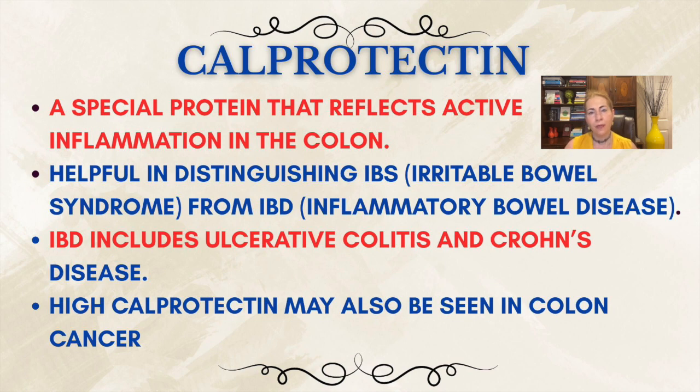Calprotectin is very helpful in distinguishing IBS, that is irritable bowel syndrome, from IBD, that is inflammatory bowel disease, and that includes ulcerative colitis and Crohn's disease. And unfortunately, high calprotectin may also be seen in colon cancer. So again, if somebody has a high calprotectin, then we do refer this patient for colonoscopy.